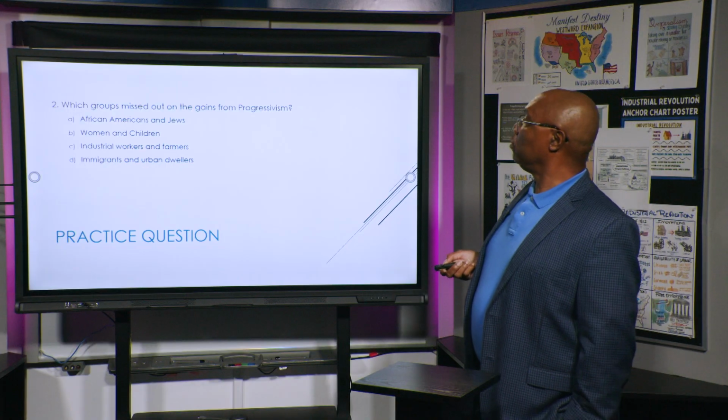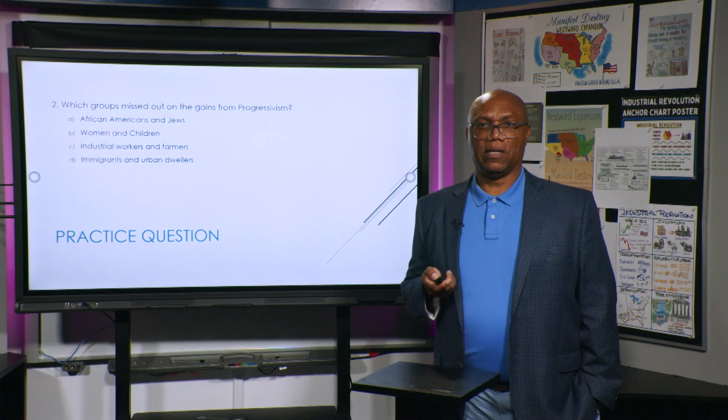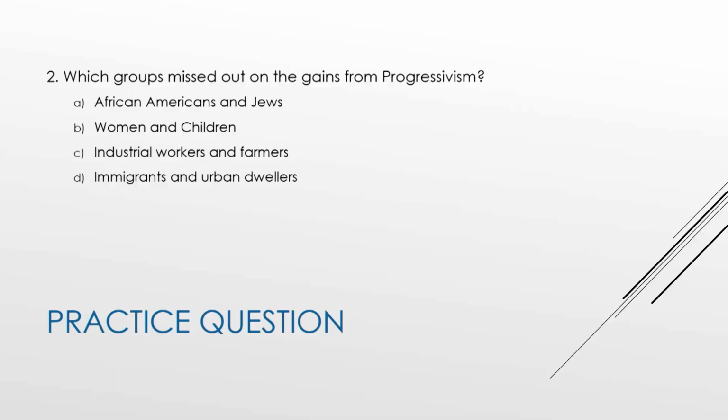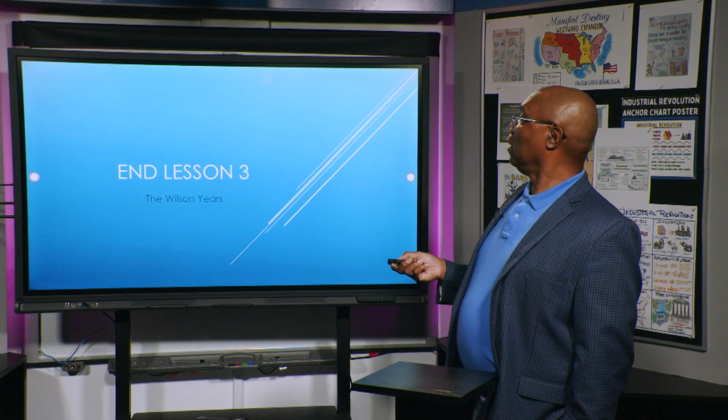Next question, which groups missed out on the gains with progressivism? Well, we said it the last time that we talked about, there were two groups that didn't necessarily benefit from progressivism, and that would be African Americans and Jews, and because of that, the NAACP was created for African Americans, and the Anti-Defamation League was created to address issues that religious groups would have in America.